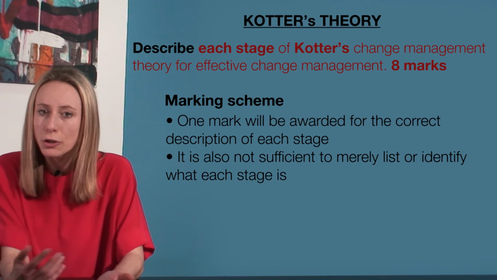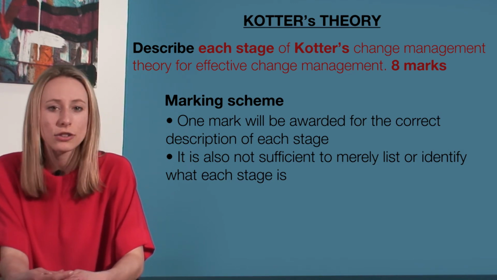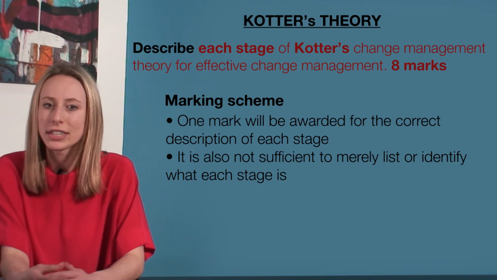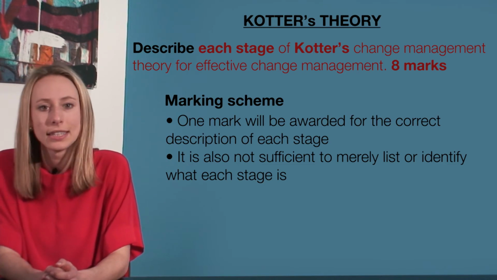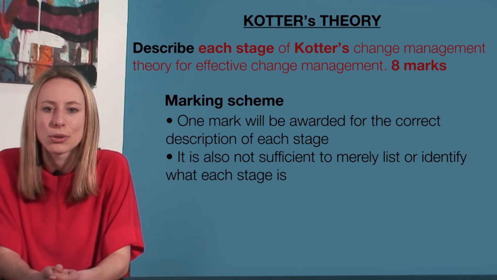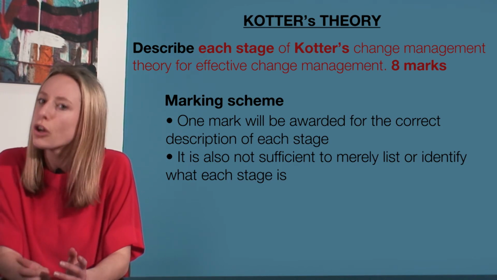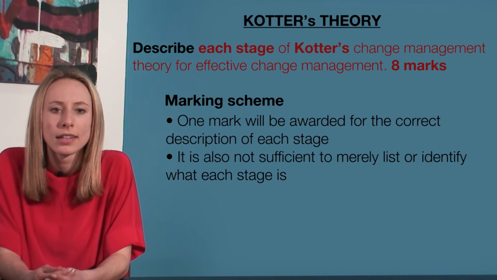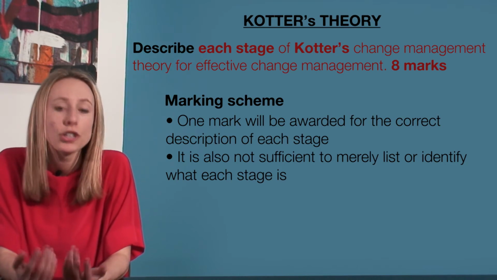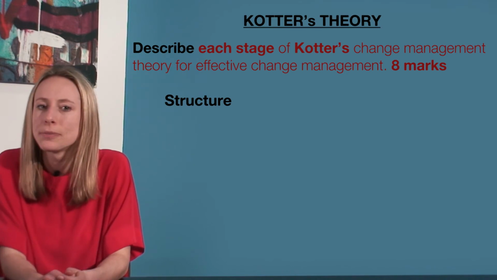From this question, it could be assumed that as Kotter's is an 8-step process, 1 mark will be awarded for the correct description of each stage. Failing to do this will result in the loss of a mark for each stage that is not correctly explained or identified. It is also not sufficient to merely list or identify what each stage is. Even though this may be correct, the response is not adequate in responding to this question and may result in a loss of a mark for each stage this is not done for. Before writing out the response, you should plan out how it will be structured. This can be done mentally or on the page.